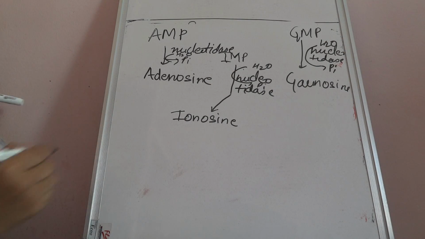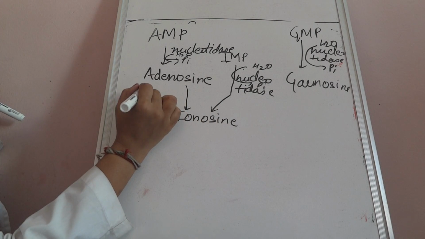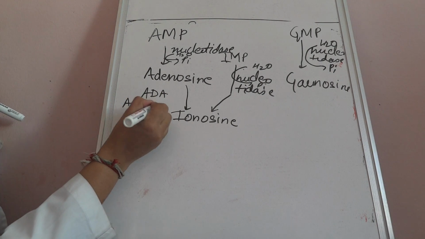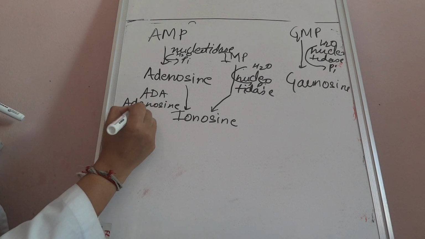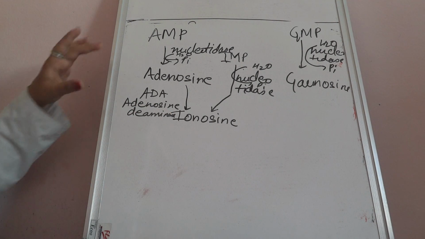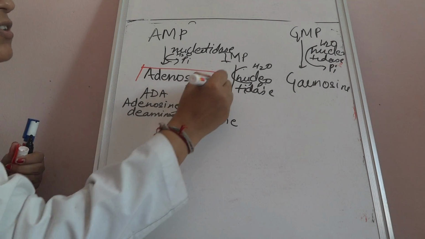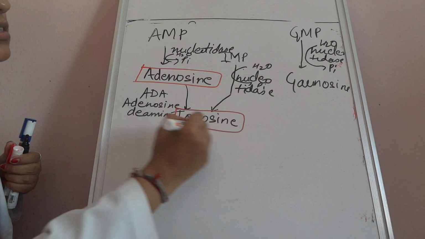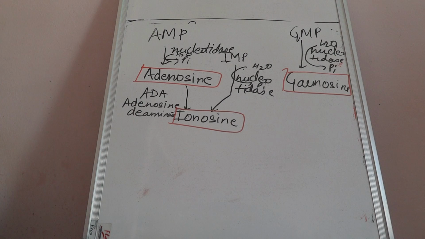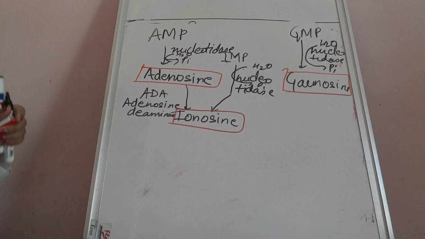Now adenosine forms inosine in the presence of a very important enzyme, that is ADA, or adenosine deaminase. So basically adenosine is getting converted to inosine, and now we have in the picture inosine and guanosine.